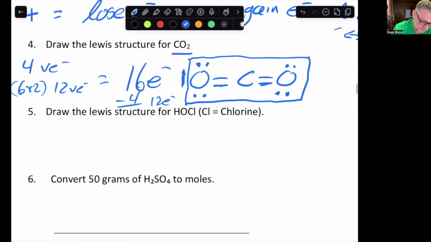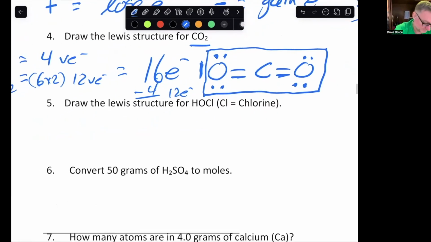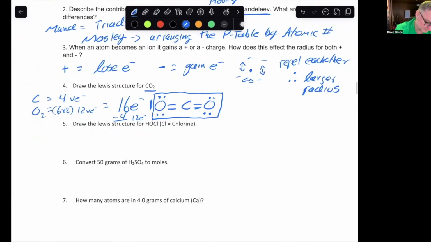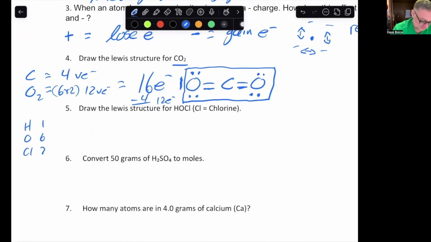Okay, HOCl, and remember chlorine is not a carbon and an iodine or something. That's Cl. A little hard to tell when it's typed that it's a lowercase l. So I've got H, O, and Cl. I have 1 of each. So 1 valence, 6, and 7. So that's going to equal 14 electrons. I'm going to draw it simple.